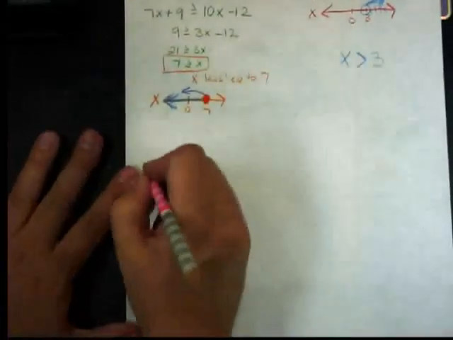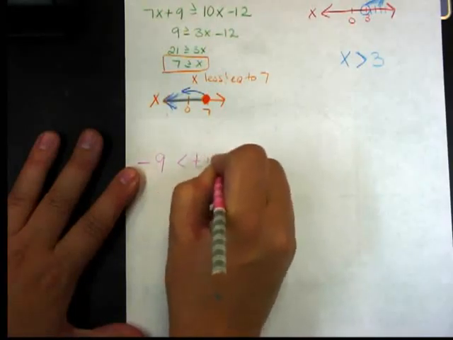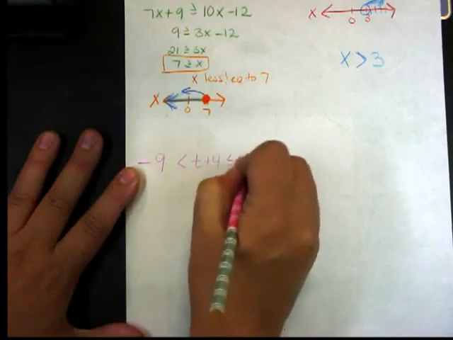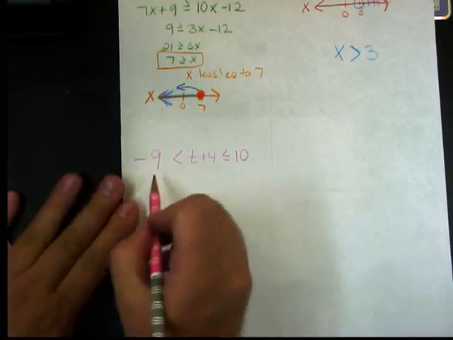All right, let's start with an and problem. -9 less than t plus 4 less than or equal to 10. Now I know this is an and problem because I have something in the middle of two symbols. When I do these and problems, I can only work from one edge through one symbol. All right, so let me show you what that means.